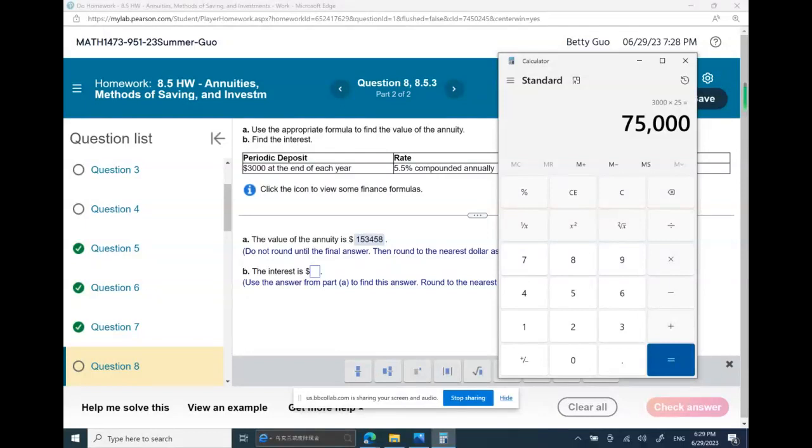But in 25 years, you have a lot more than that. And what's the difference? Ignore the sign. I'm just going to use the smaller number minus the bigger number. Of course, we will end up with a negative number, but ignore the negative sign. Minus the future value of the annuity, 153,458. And the difference is, ignore the negative sign, 78,458.